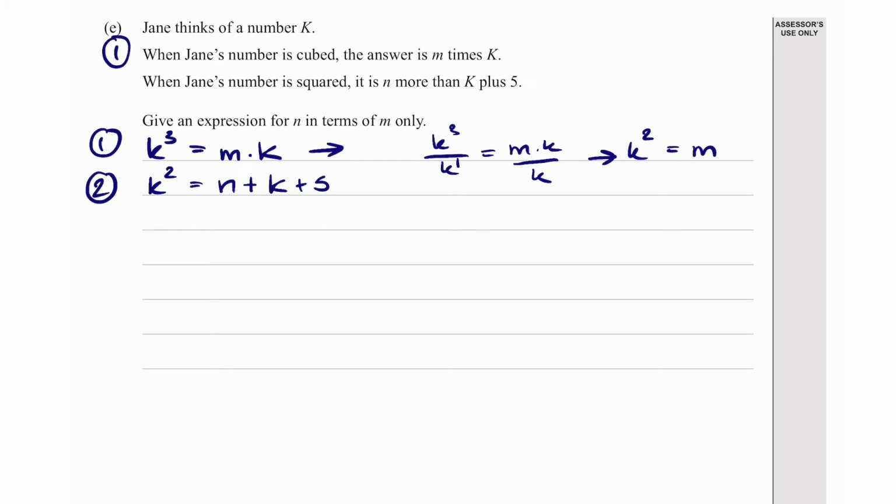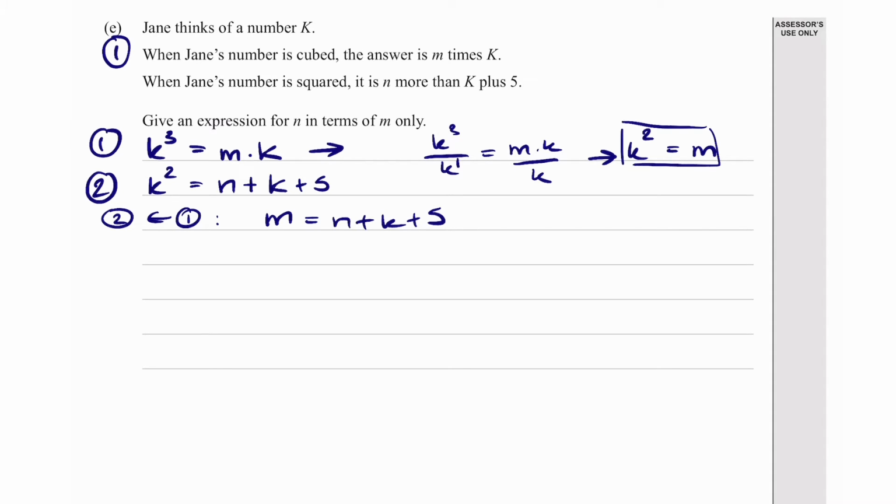So we've now found a value for k squared. Now, note that in our second equation, we have a k squared. So I'm going to put equation 1 into equation 2. So wherever I see a k squared, I'm going to put an m. So m is equal to n plus k plus 5.